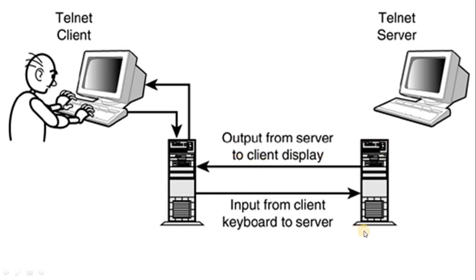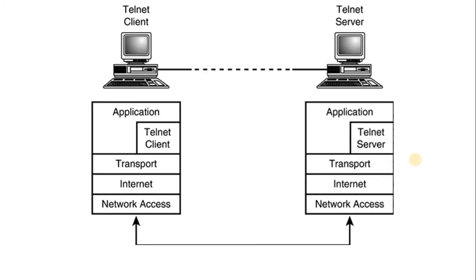Now the server, through the Telnet protocol, will respond to the client, and the client can display the output on the screen. So this is the process which takes place through the Telnet protocol. A client system will be able to access the remote server system in the network. Let us observe another diagram.